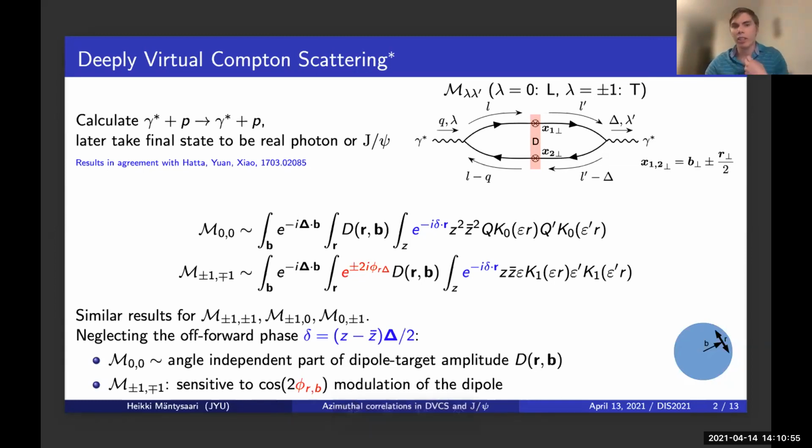And then, of course, we also calculate all the other scattering amplitudes with all the possible polarization combinations. And finally, when we calculate an observable, we can take the outgoing photon virtuality to 0, and then it's DVCS, or we can use some phenomenological model for the vector meson wave function and calculate J/psi production.